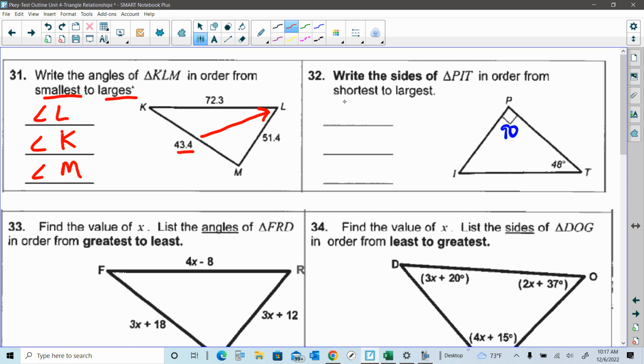To find the shortest side to the longest side, you need all 3 angles. So this one has to be 42 because it's a right triangle. It means I and T are complementary, sum of 90. 42 is the smallest angle, so you look opposite, and PT would be the smallest side. Then you look opposite 48, that would be PI. And then opposite the 90 is IT. That's a fact. You just got to know how to do looking opposite.